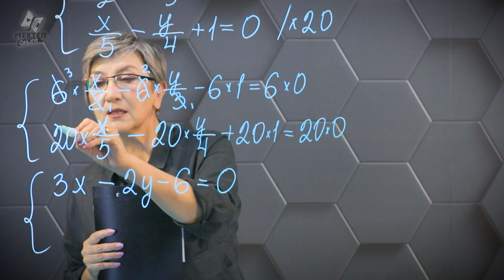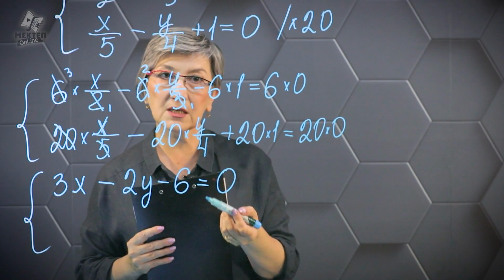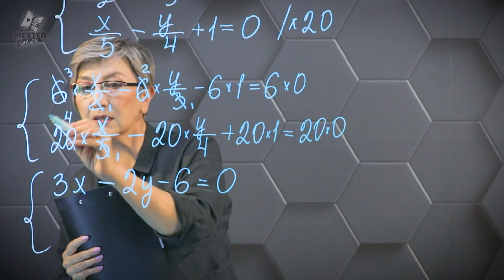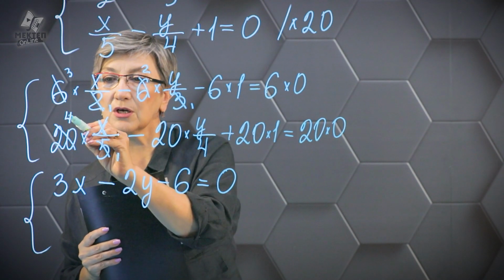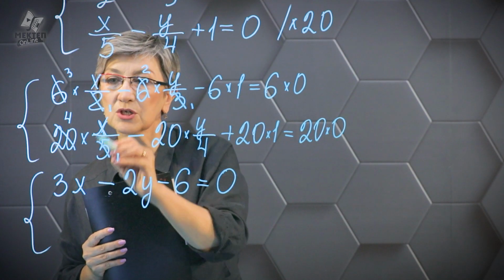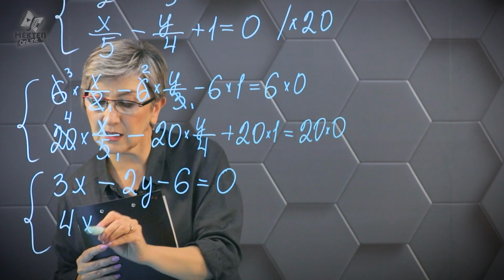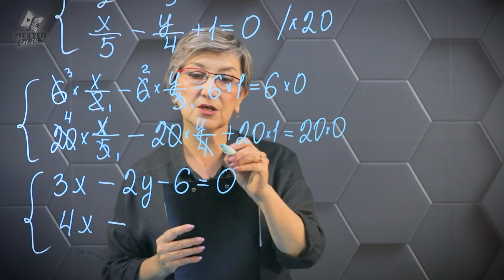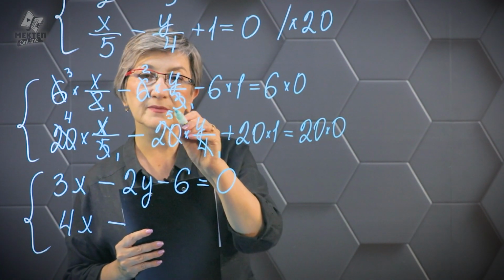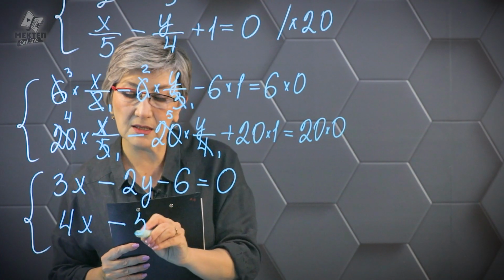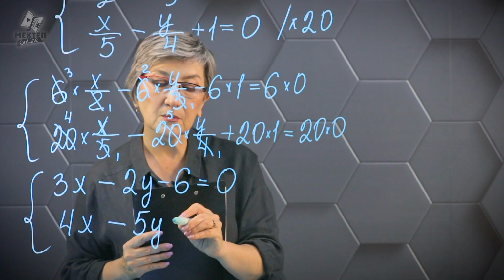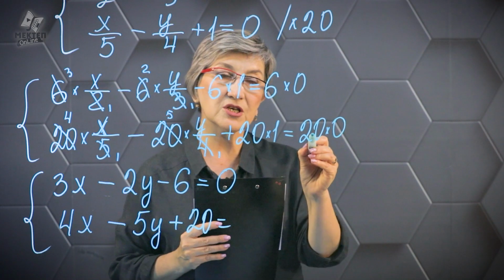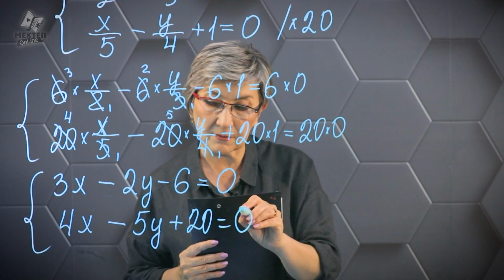The second equation. 20 and 5 can be divided by 5, giving 1, and here is 4. Then we get the following. 4 multiplied by x is 4x. If I divide 20 by 4, I get 5. When we multiply 5 by y, we get minus 5y. Plus 20 multiplied by 1, this is 20. 20 times 0 gives us 0.